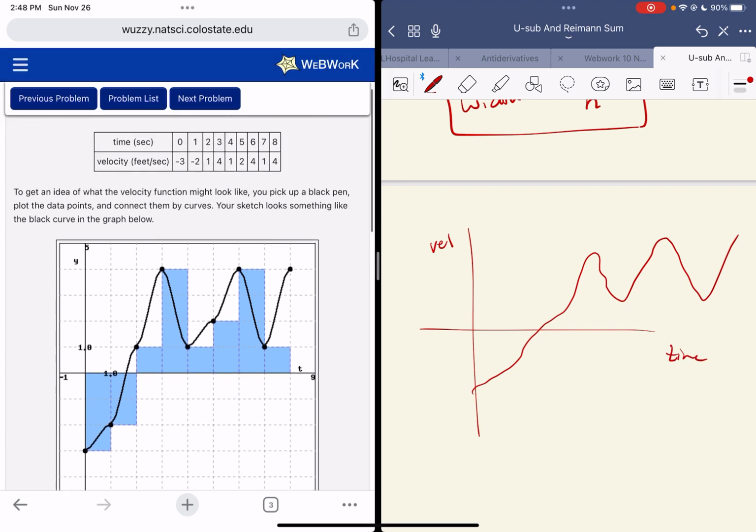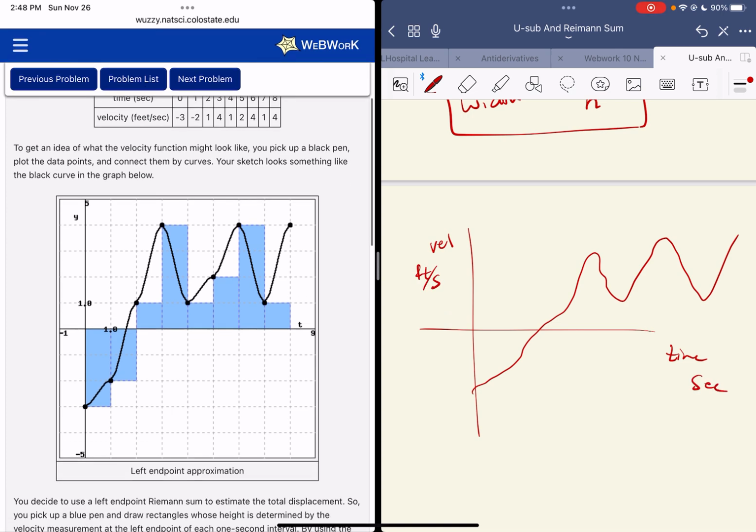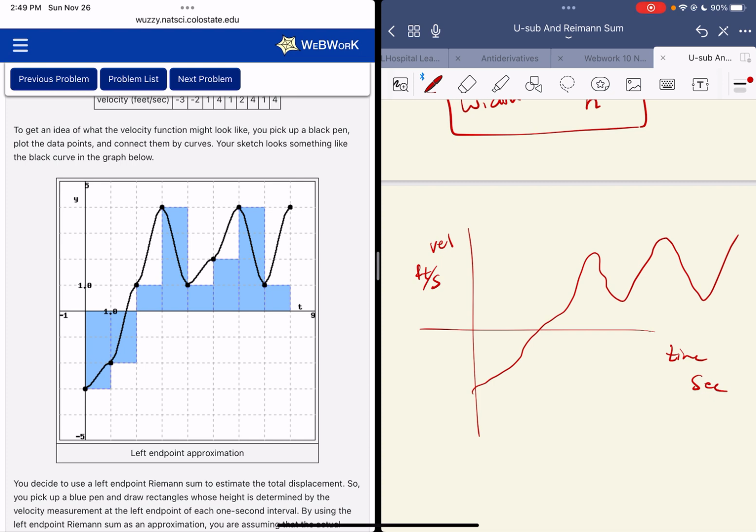And units are going to matter. So what do they use here? Feet per second and seconds. Great. So a foot per second times a second is equal to a foot. So if you multiply a velocity and a time, you get a distance. The issue is we have a non-constant velocity. My velocity at time 0 is different than my velocity at time 1, which is different than my velocity at time 2, and so on.